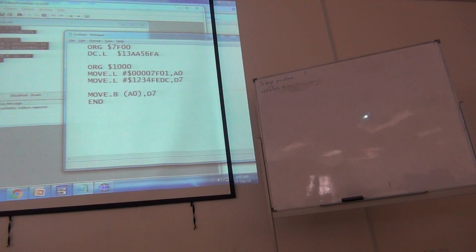Now it's indirect, means that it does not really go for A0. It's going somewhere. So you see the changes? You look at your memory location. Also you have to view your memory at 7500.